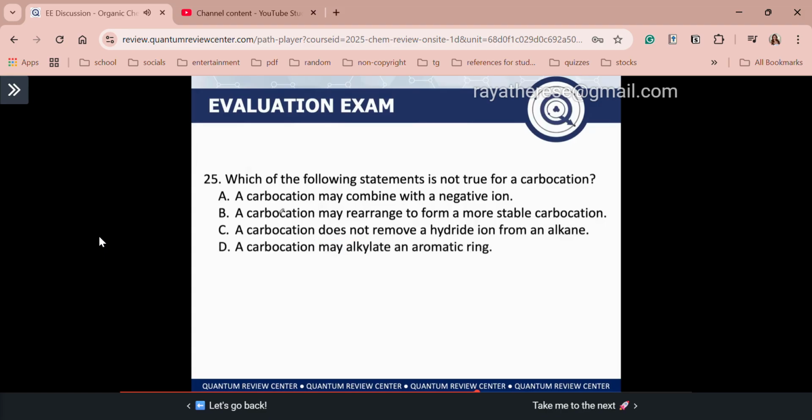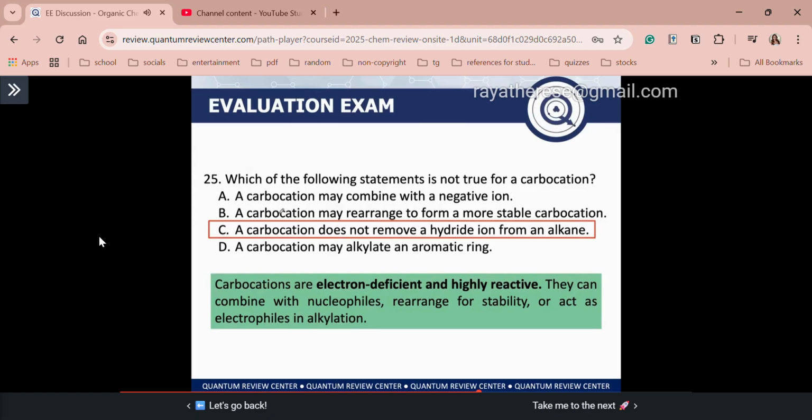And letter D, a carbocation ion may alkylate an aromatic ring. Okay, that's your Friedel-Crafts alkylation. So for number 25, answer is letter C. Carbocation ions are electron deficient and they are highly reactive. They can combine with nucleophiles, rearrange for stability, or act as electrophiles in alkylation reactions. So 25, our false statement is letter C.